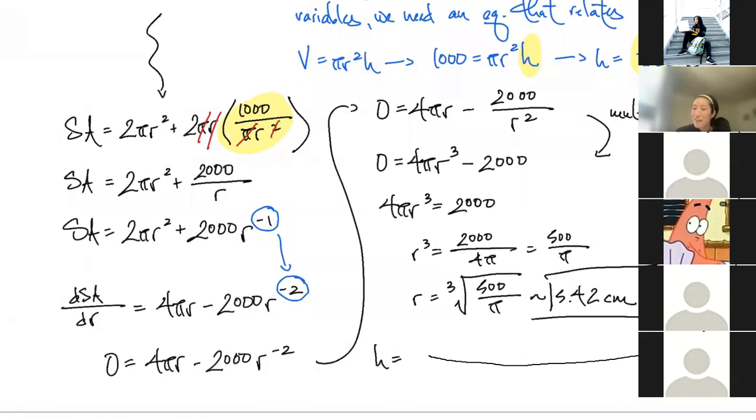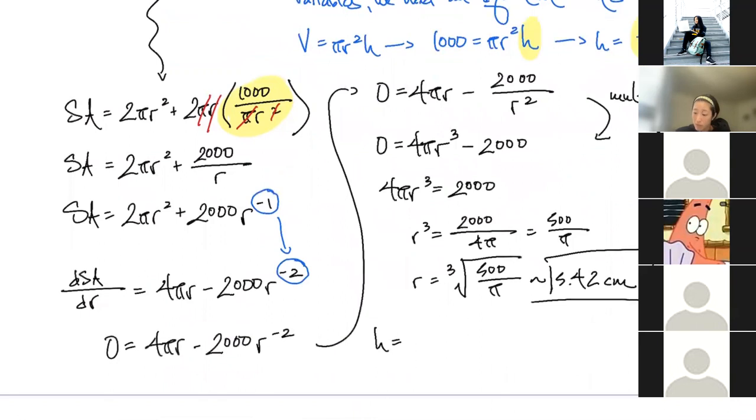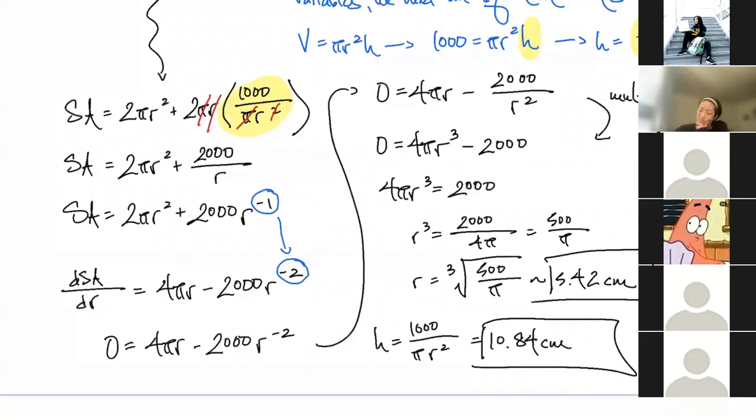Ah, perfect. So we've got that fancy formula. This formula, the one where you used something you knew, trying to isolate a certain variable so you could substitute it in, helps with the substitution and helps you find that same letter at the end of the problem. So 1000 over pi r squared, we substitute our numbers in, and we're getting about 10.84. All right, so we've got the height of the can. We've got the radius of the can.